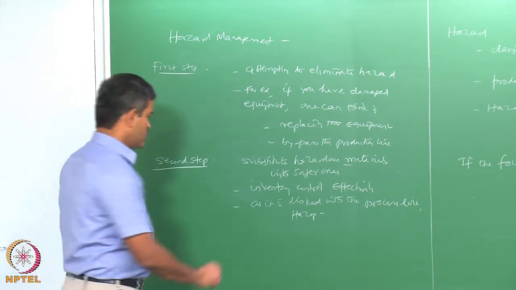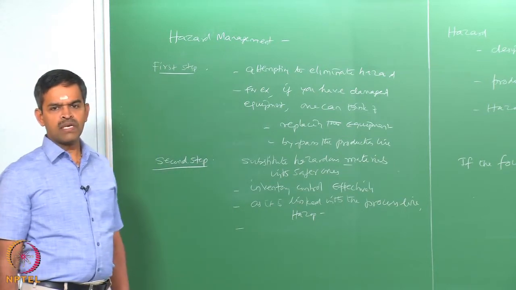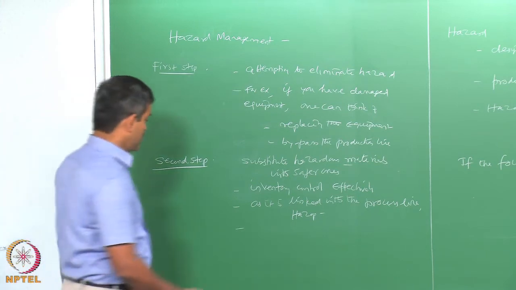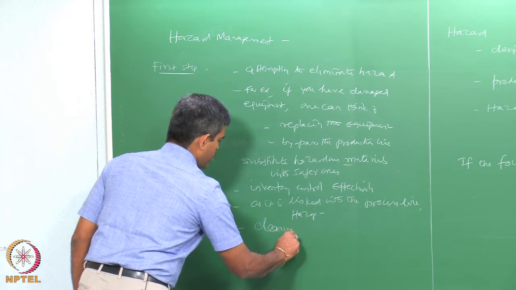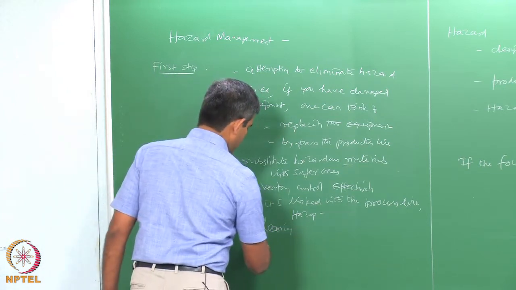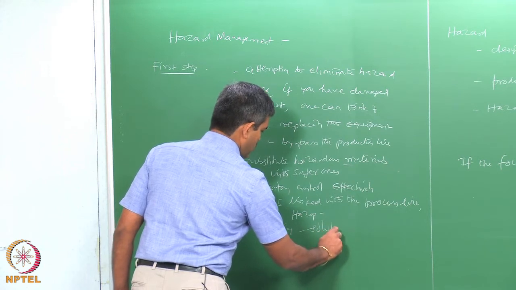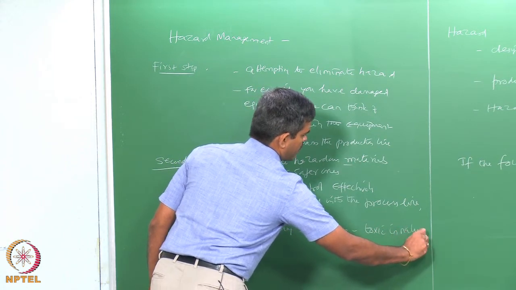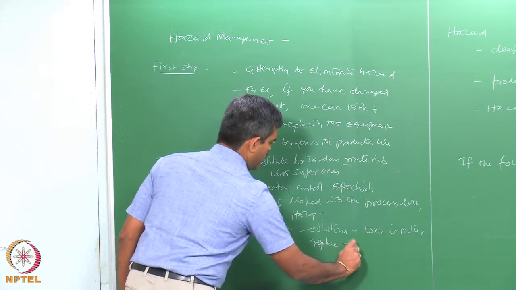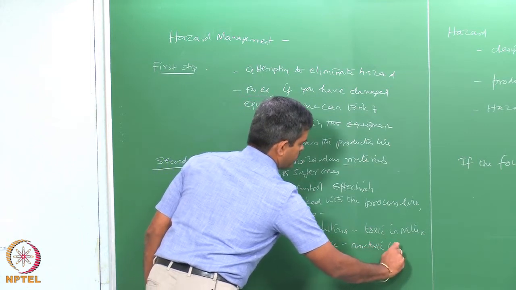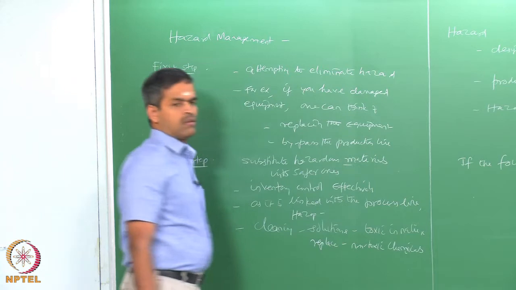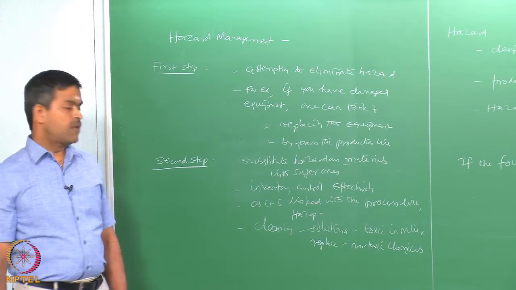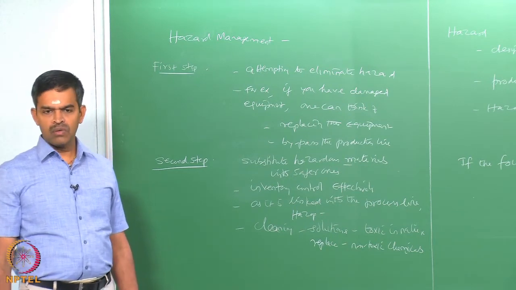For example, one can replace a cleaning solution that gives a toxic fume by a non-toxic alternative. So, people generally go for cleaning, which is done by some solutions, usually they are toxic in nature. You can replace these with non-toxic chemicals. By this way, you will be reducing the exposure level of hazard to the personnel working on board or working on the industry.